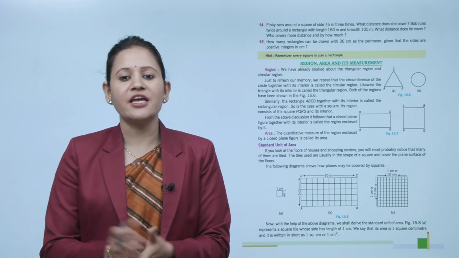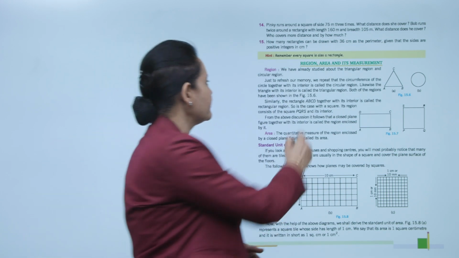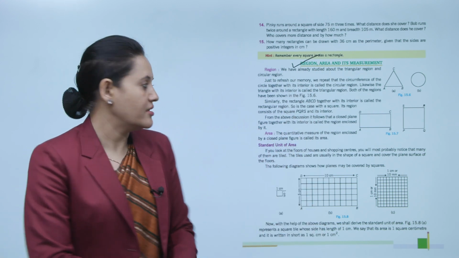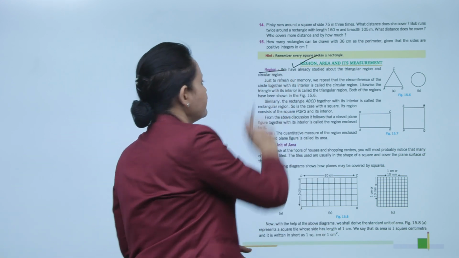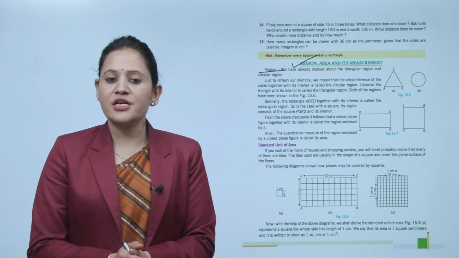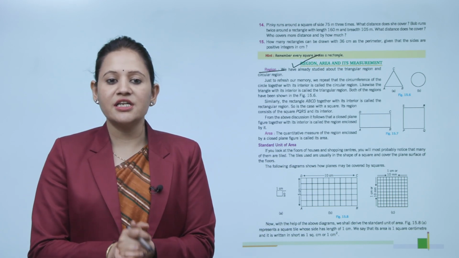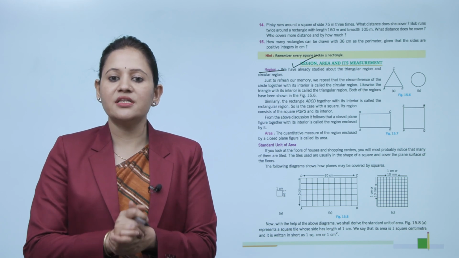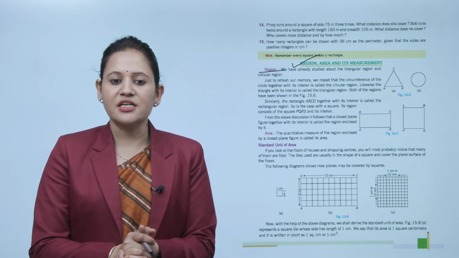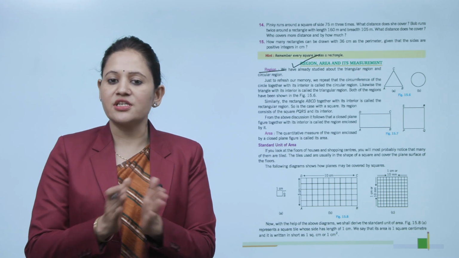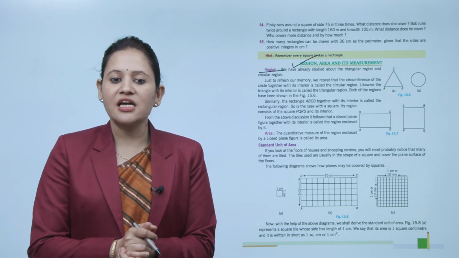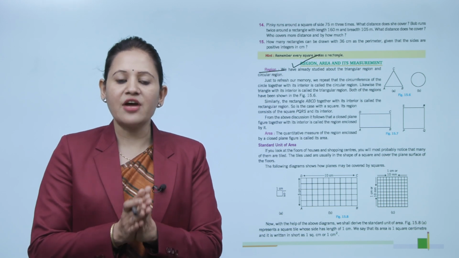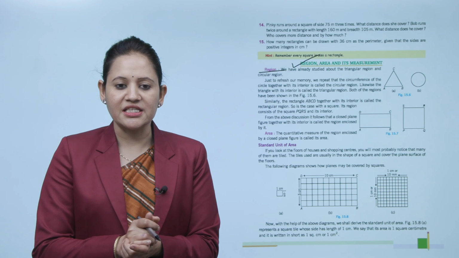Next is region, area and its measurement. First one is region. We have already studied the triangular region and circular region. Just to refresh our memory, we repeat: the circumference of the circle together with its interior is called the circular region. Likewise, the triangle with its interior is called the triangular region. Both the regions have been shown in figure 15.6.